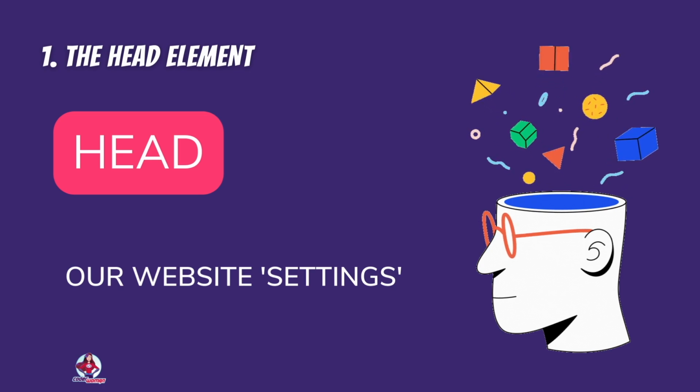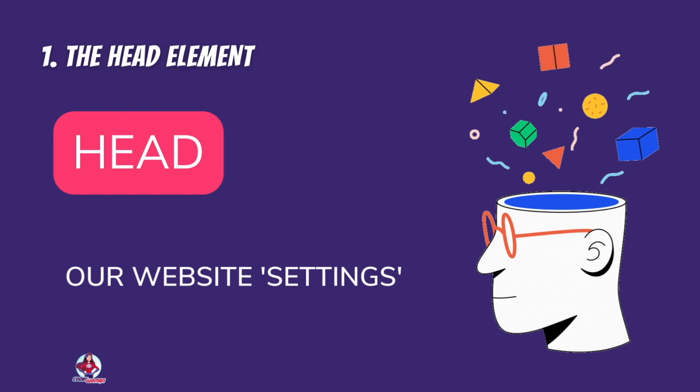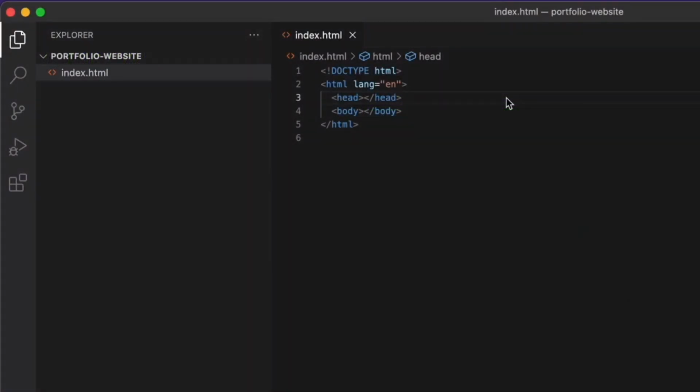So what kind of settings can we add to the head? A great example is the title element. This title shows up in the browser tab when someone opens your web page. It also becomes the name they see when they bookmark the page. Let's see how it works. Please open the index.html file we created earlier. Your code should look something like mine.